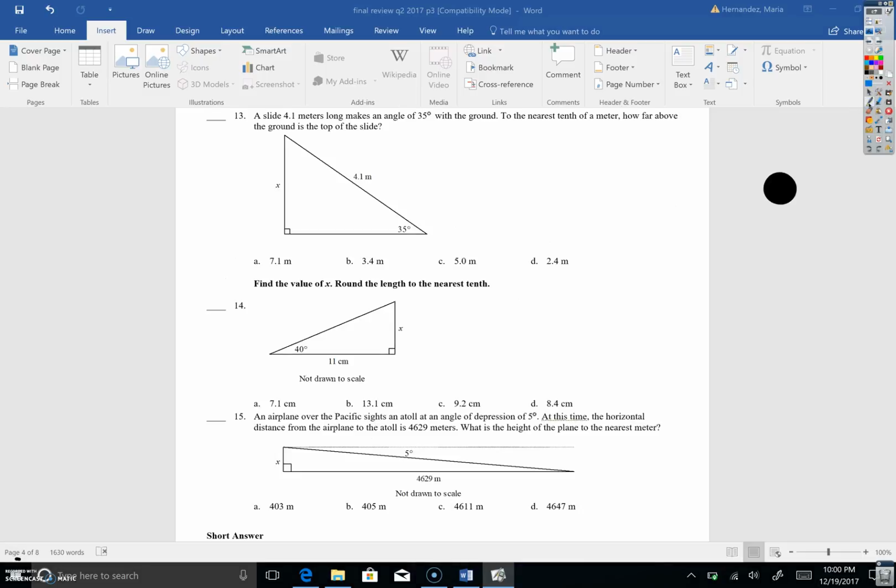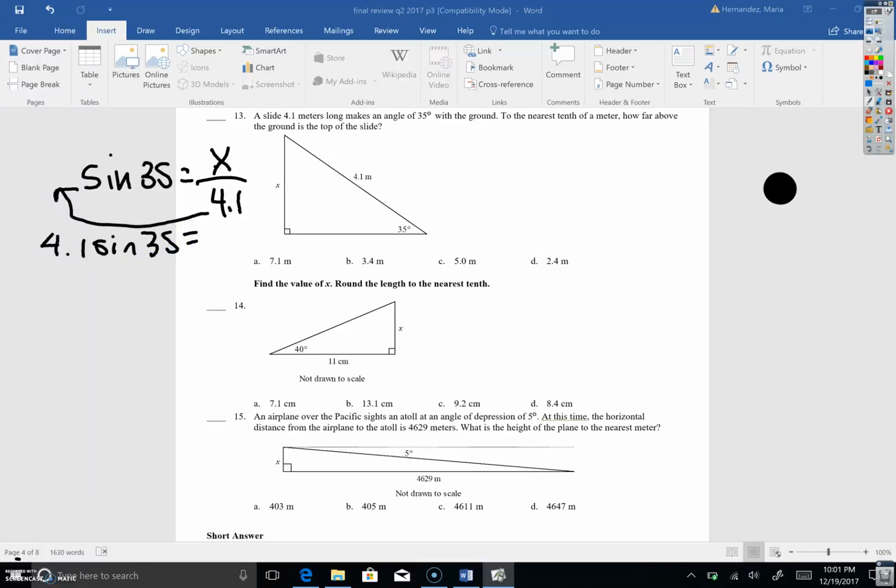Okay, 13. How far above the ground is the top of the slide? So we're looking for x here, okay? So if you're looking at the picture, we have opposite and we have hypotenuse. So I'm going to use sine of 35 degrees is equal to x over 4.1. Remember, we moved the 4.1 over here, so we have 4.1 sine 35. So that's going to equal 2.35, which is closest thing is 4.